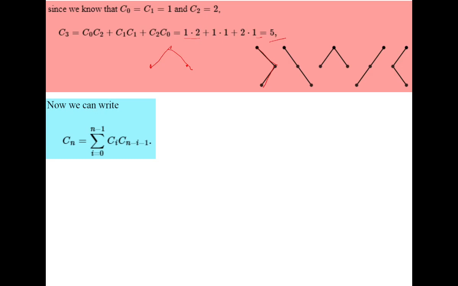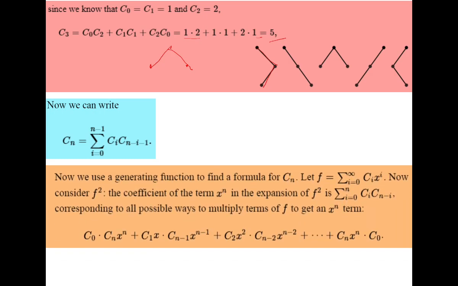We haven't seen such recurrence relations. We have only seen the homogeneous and non-homogeneous ones with constant coefficients. So to solve it, we will introduce the concept of generating function. Let us say that I call f as summation Ci x raised to the power i.